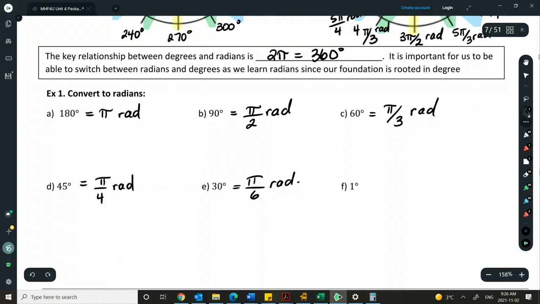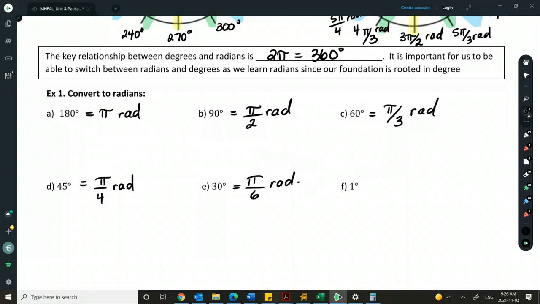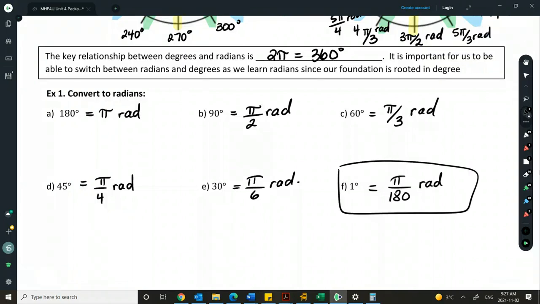Okay, so let's talk about one degree. What is 1 degree equal to in radians? So what's the relationship? How do I go from 180 to 1? Esther? Divide by 180. So 1 degree should be equal to pi over 180 radians. And this is actually a key relationship here. We're going to use this to switch between degrees and radians.